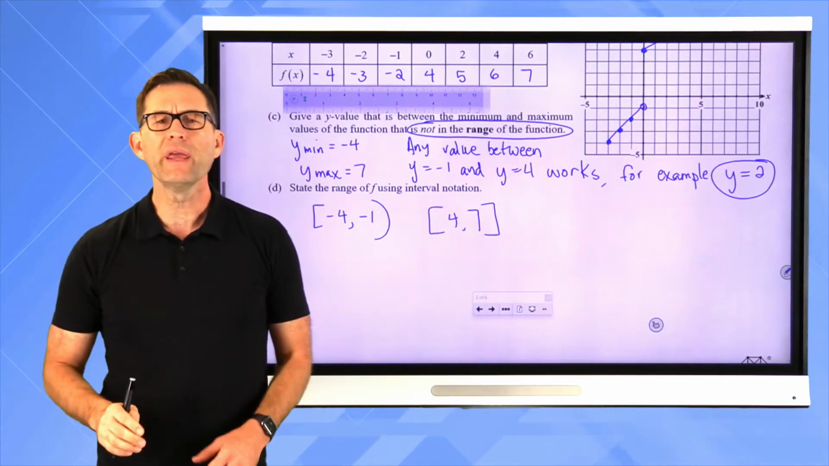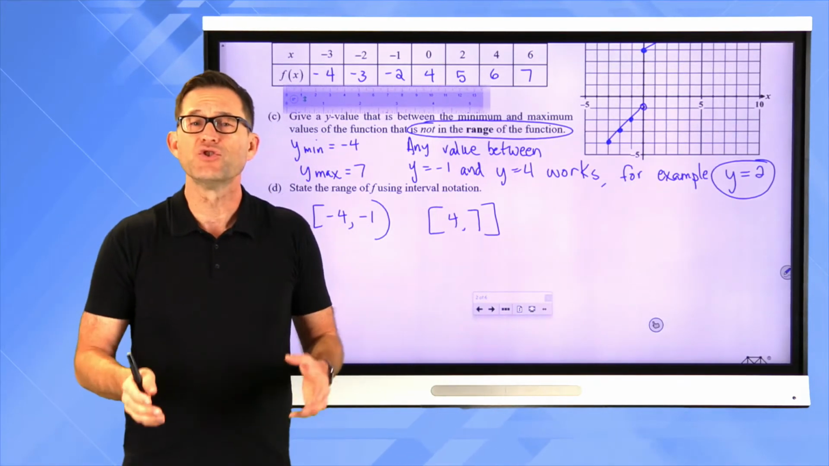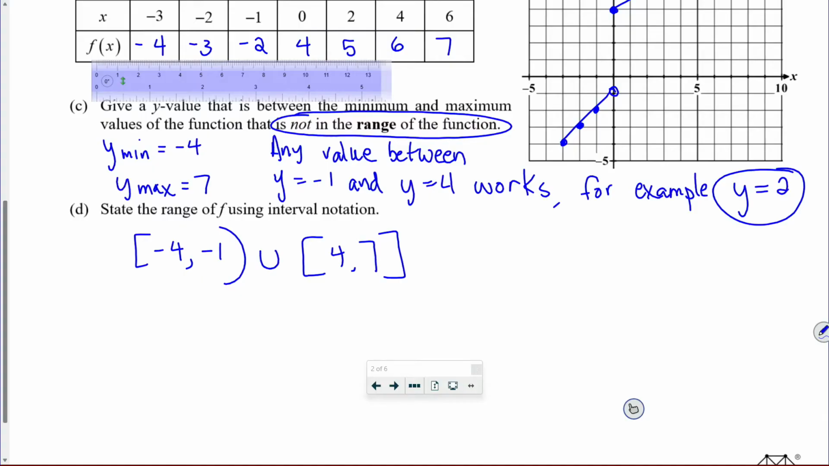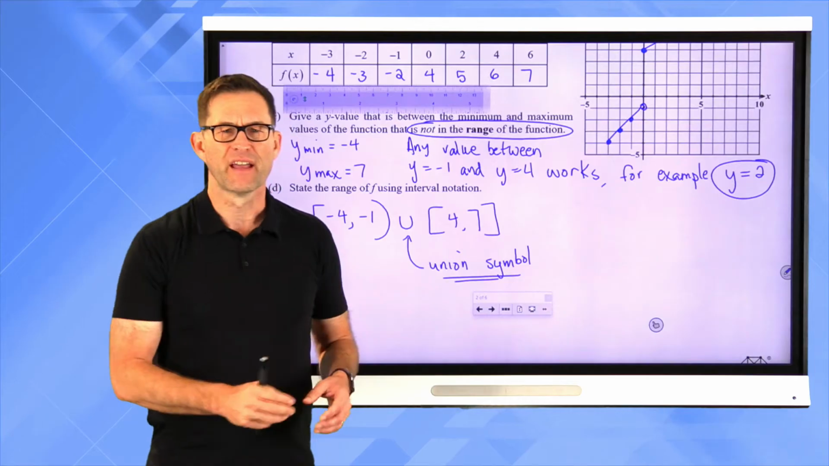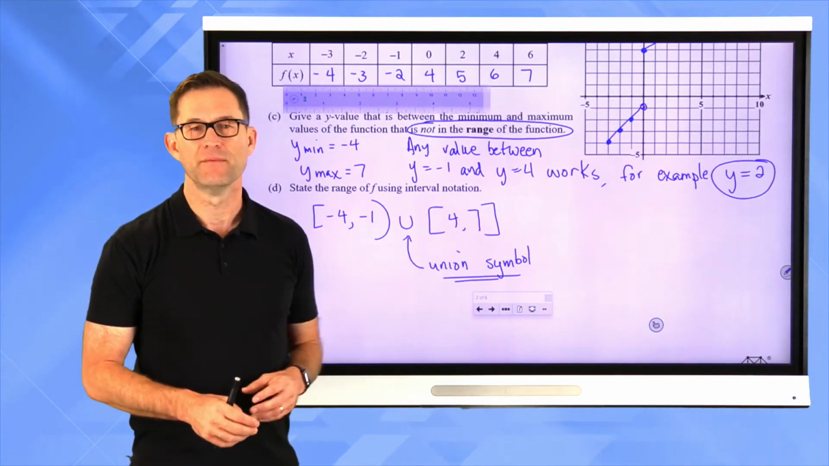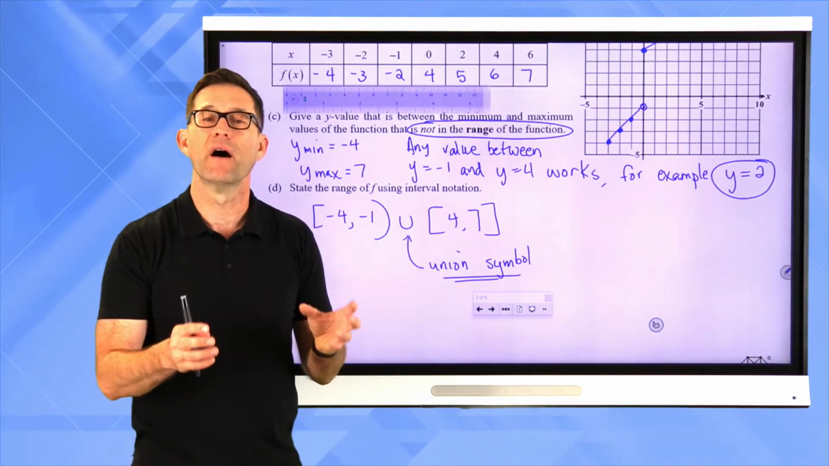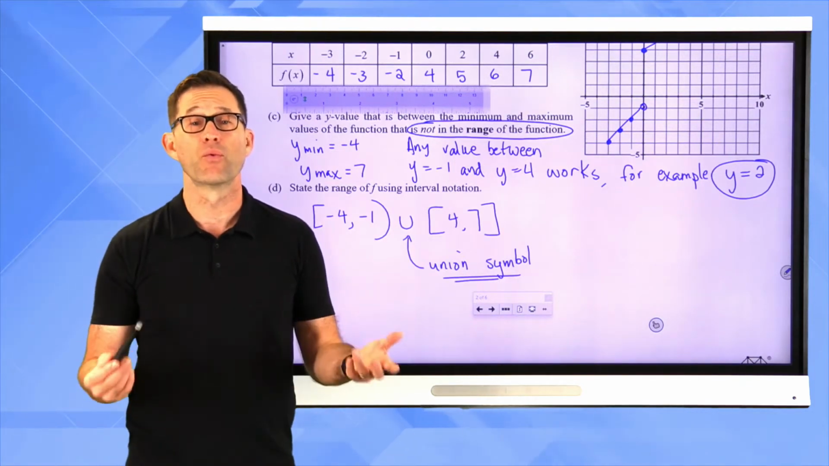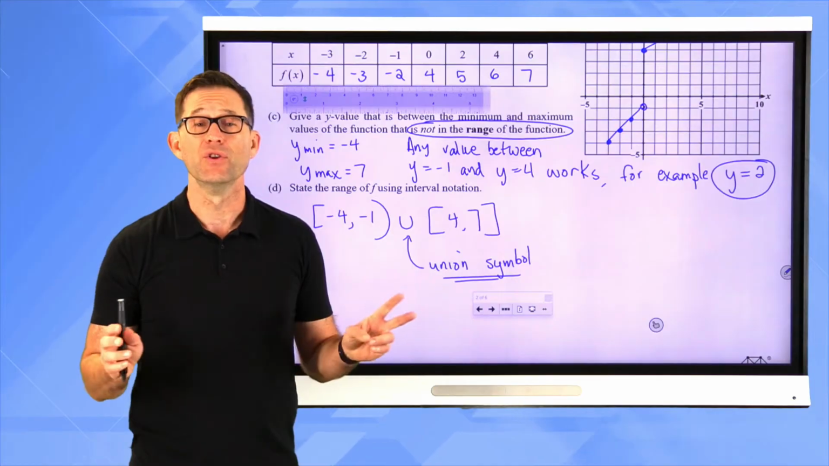Now, how do we join these two? Well, we join them by using a symbol that looks like this, and this is called the union symbol. It basically ties together two sets. It says, take this set and marry it up with this set, and that is the entire set of numbers that represent the range of this function.